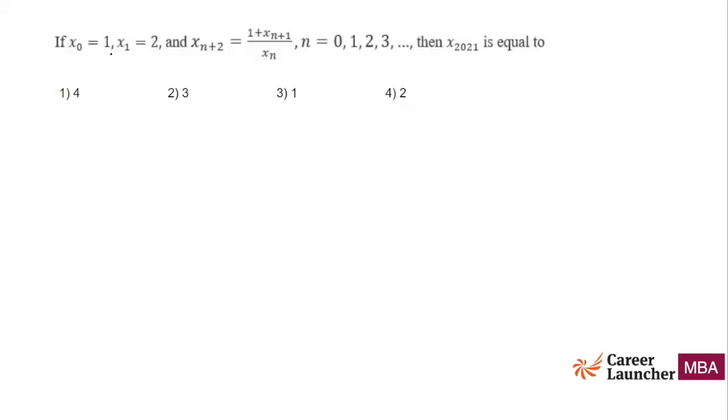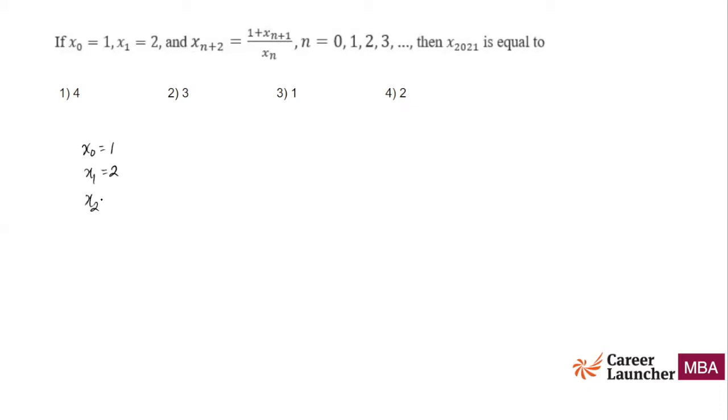If x naught is equal to 1, x1 is equal to 2, and x of n plus 2 is equal to 1 plus x of n plus 1 whole divided by x of n, where n is equal to 0, 1, 2, 3, and so on, then x of 2021 is equal to. So this is a question on series. It's going to be a certain series. We have to figure out what series this is. So the first value x naught is 1. The second value x1 is 2.